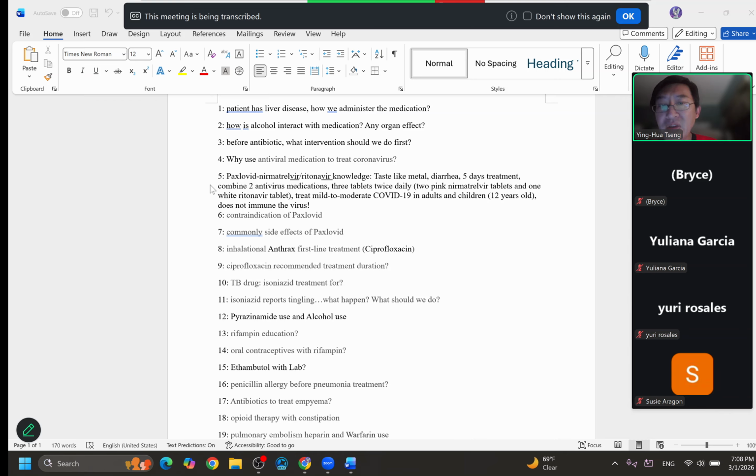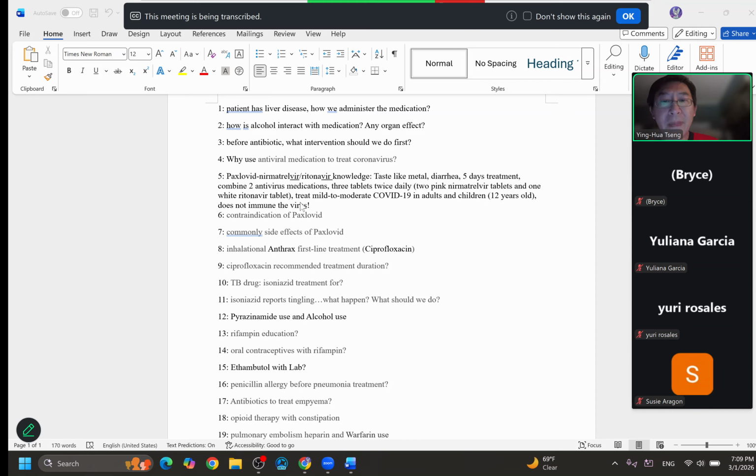And it's a combination medication. It combines 2 antiviral medications. So this is used twice daily, in the morning and in the evening. So you have 3 tablets. The 2 pink tablets are nirmatrelvir. Sorry, it's very difficult to read. And the other one is ritonavir, the white one. So it's 2 pink ones with 1 white one, twice a day, 3 tablets.